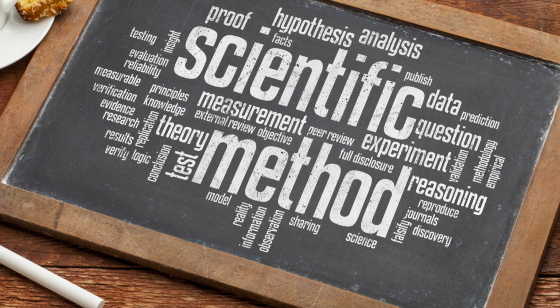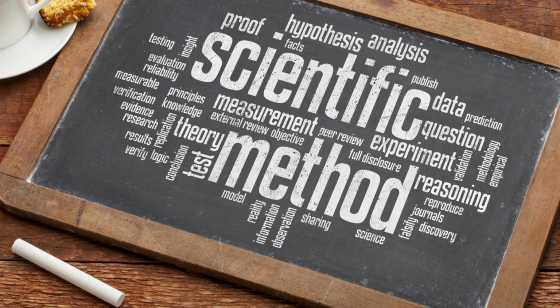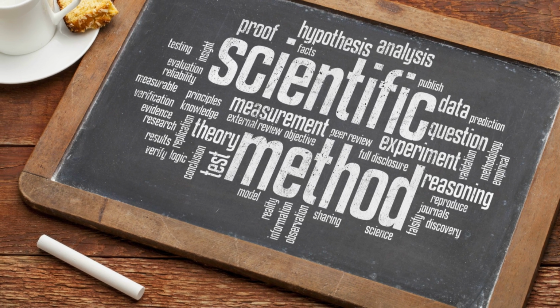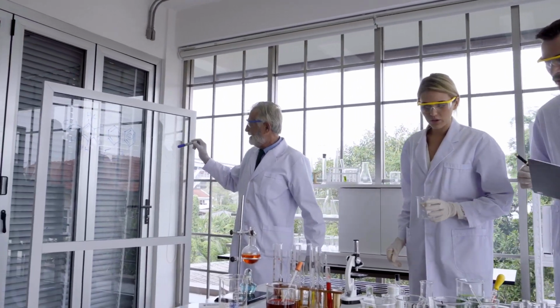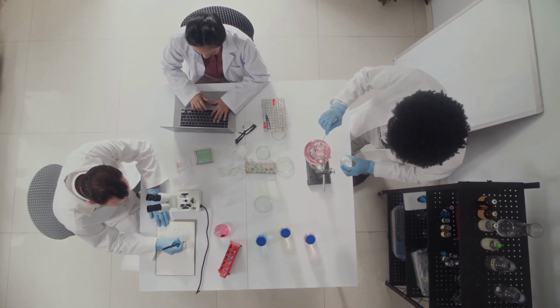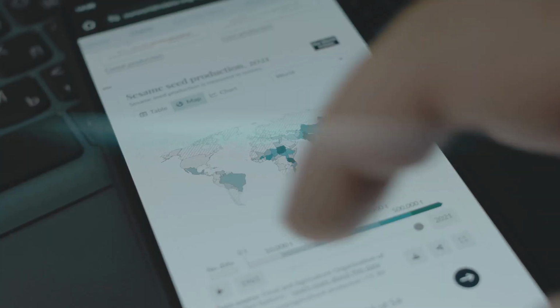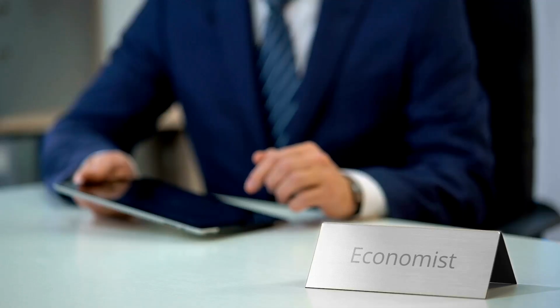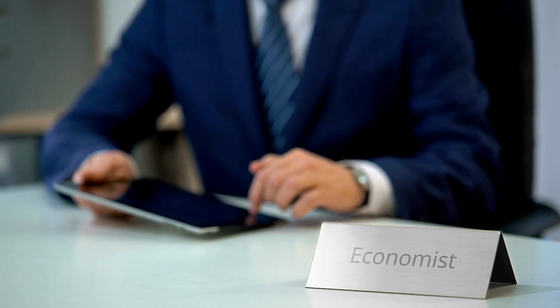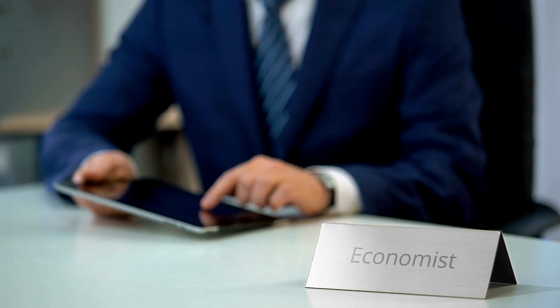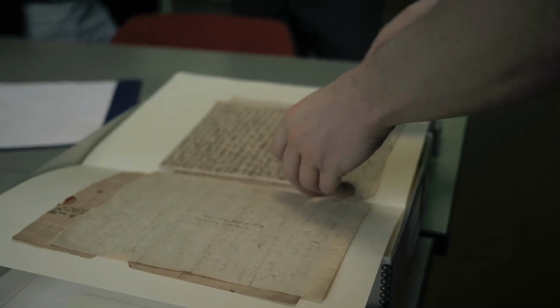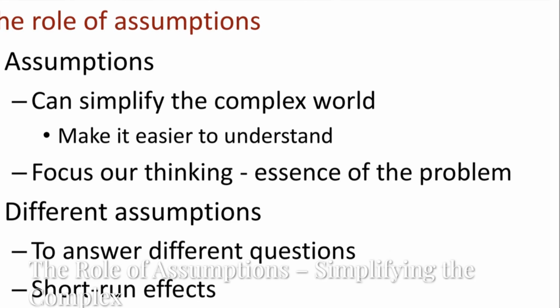Economics might seem abstract, but it's built on something solid, the scientific method. Just like in science, economists develop theories, gather data, and test predictions. But here's the twist. Unlike in physics, we can't run lab experiments on entire countries. Instead, economists rely on natural experiments like policy changes, historical shifts, or external shocks to study real-world effects. It's a bit like being a detective in the lab of history.